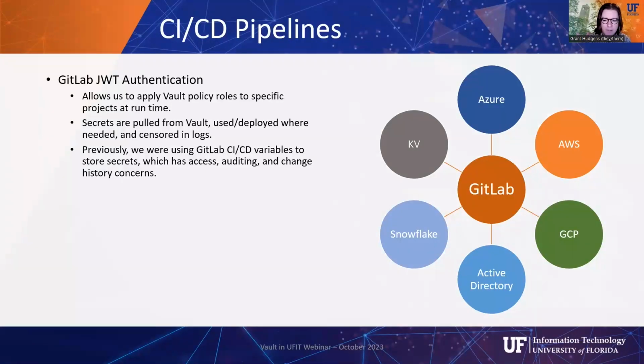Previously, we handled CI/CD secrets using the GitLab CI/CD variable settings for the project. And this was problematic because anyone who had admin rights to a project could go and view these secrets at any time they wanted, and there was no audit trail showing when they were accessed and by whom.